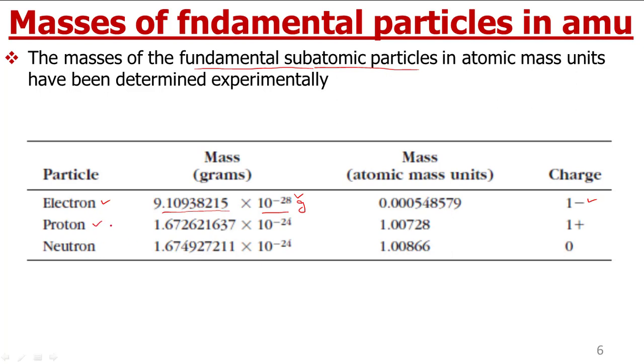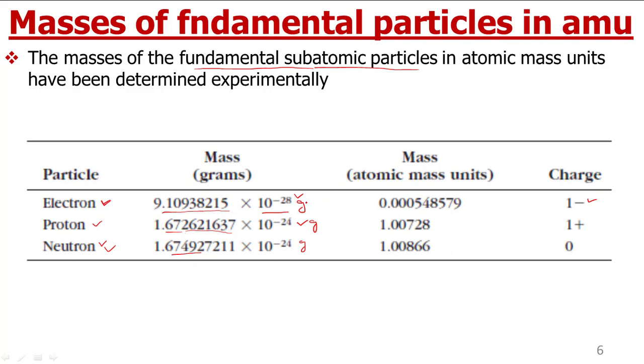Similarly, the mass of a proton is 1.672621637 into 10 raised to the power minus 24 gram, and the mass of a neutron is 1.674927211 into 10 raised to the power minus 24 gram. So out of these, if we have to see which is the heaviest particle, the neutron is the heaviest subatomic particle. It has mass 1.674. Then comes the proton, it has 1.672, and the electron is the lightest.